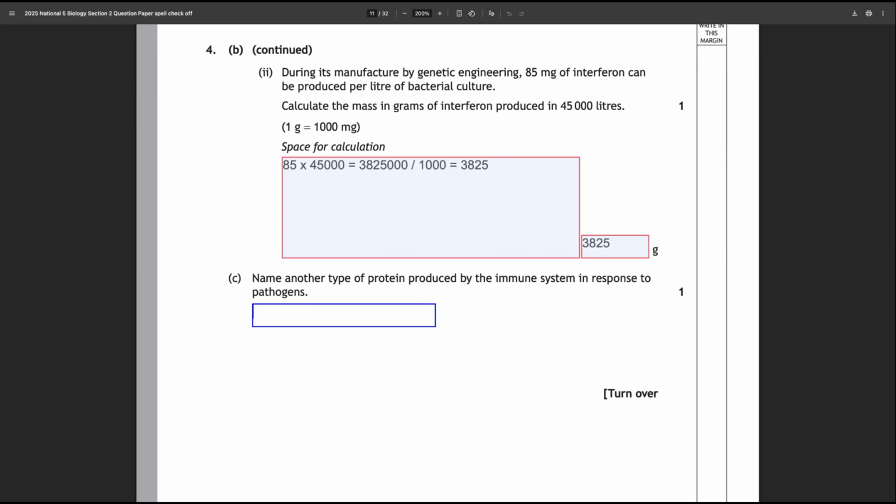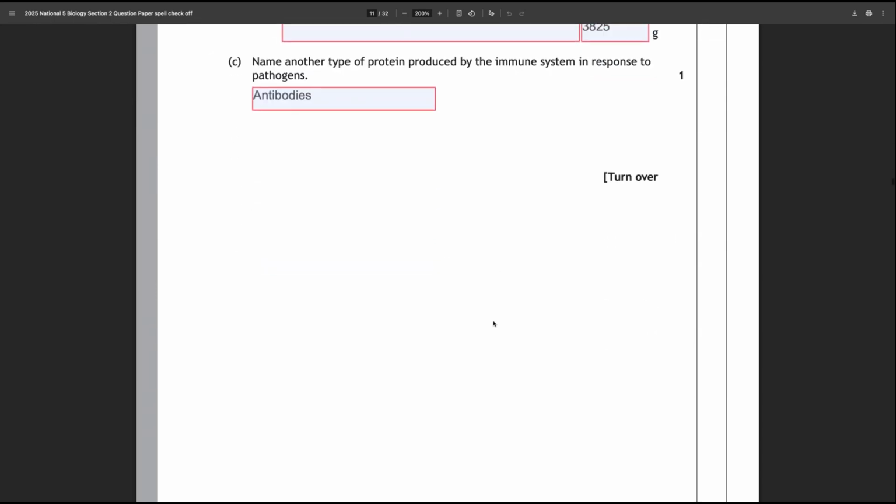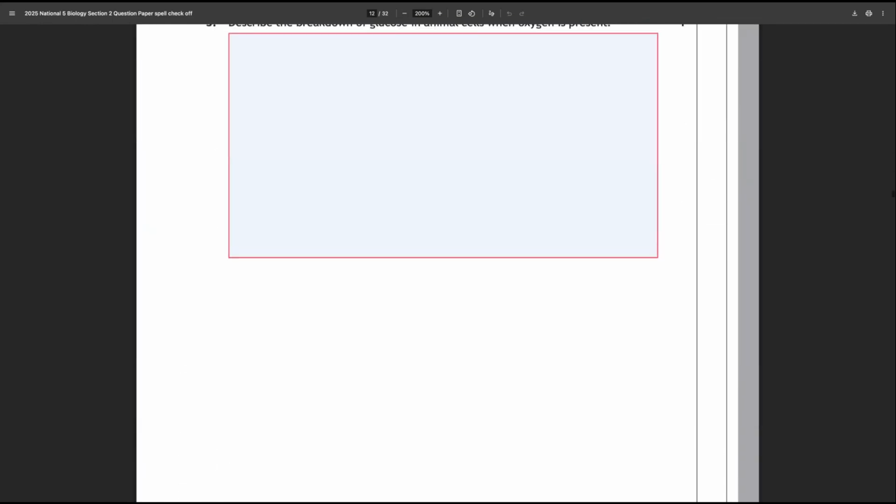Name another type of protein produced by the immune system in response to pathogens. Now, we know that our proteins are SHARE: structural, hormonal, antibody, receptor, and enzymes. The type of proteins produced by the immune system, we should hopefully know from that topic, is the antibodies. Okay, that's again just a bit of knowledge there. And if you don't know your SHARE for your proteins, then learn those as well. Not just what the acronym stands for, but also what the function of each of those proteins is.